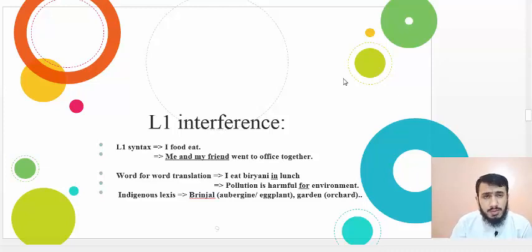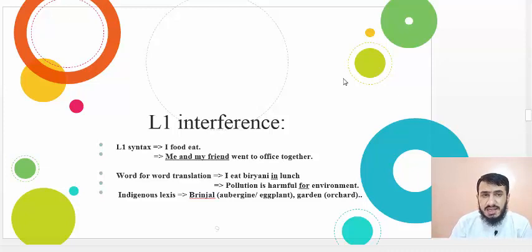So native speakers would say that pollution is harmful to the environment. They will never say "for the environment." Now this "for" in Indian English is coming from the Hindi or Urdu translation, because we say "aludgi mahol ke liye nuksandeh." So "ke liye" translates to English as "for." Therefore, in Indian English we usually have this term "for."